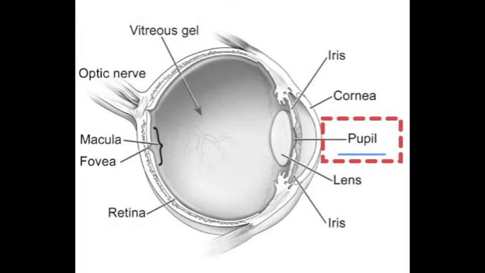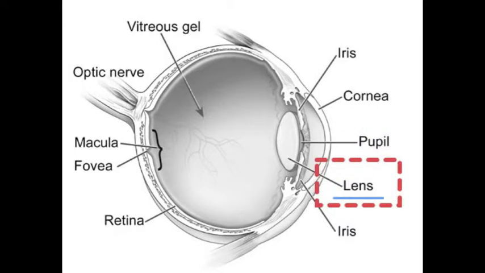The iris surrounds the pupil, so it only makes sense that the pupil is next. Contrary to what most people believe, the pupil is actually just a hole, which leads to the lens. The pupil's job is to allow light to come in. Behind the pupil is the lens. The lens is what focuses the light onto the retina.